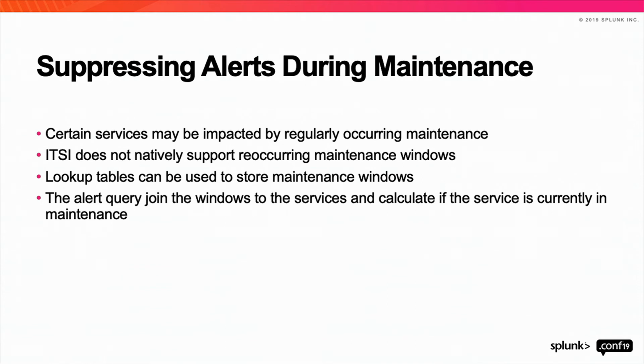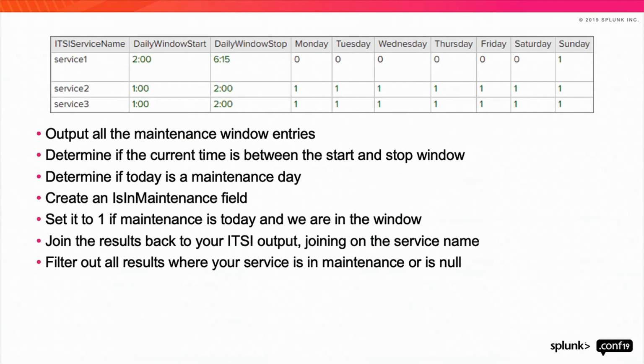But one thing ITSI doesn't do is support recurring maintenance windows. I want that maintenance window every Sunday from 1 to 2 a.m. for that particular service. It doesn't do that, and there's a couple of different ways of getting around that. I'll say the easy way, meaning the least amount of technology, but not a short query. In fact, I'm not going to go into the entire query, but I'll show you the steps it does. Later on, this presentation will be made public, and you'll see all these queries.